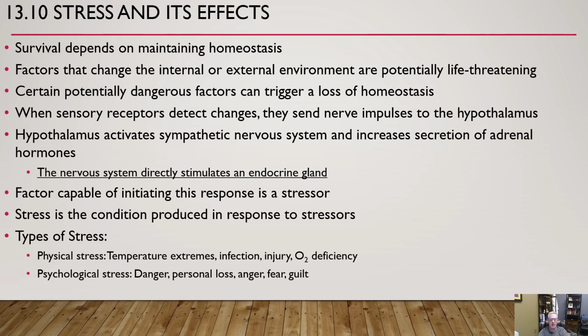And we have different types of stress. We have good stress and bad stress, but here we're going to talk about the bad stress, and we can break it up into physical stress and psychological stress. Physical stress is temperature extremes, infection, injury, oxygen deficiency. Psychological stress is if you're in danger, if you've just lost a loved one, or if you're feeling anger, or if you're in fear of something.